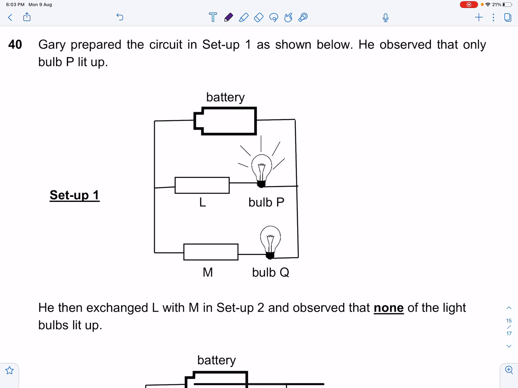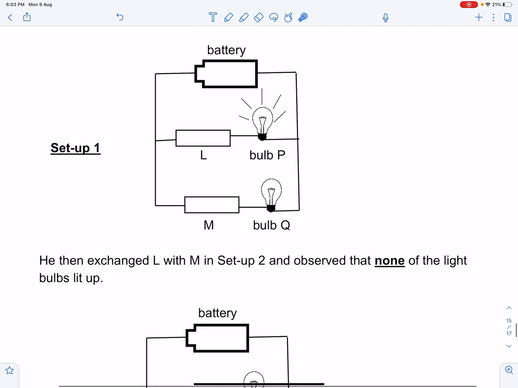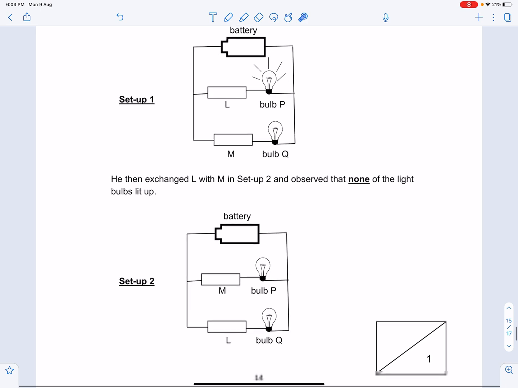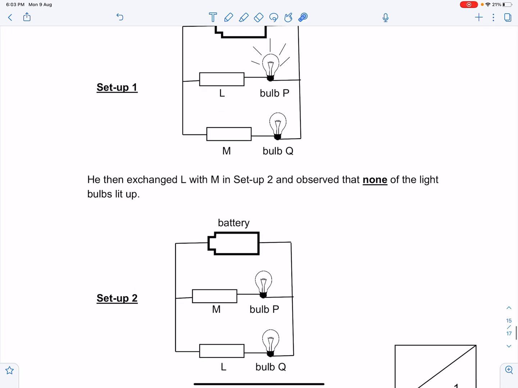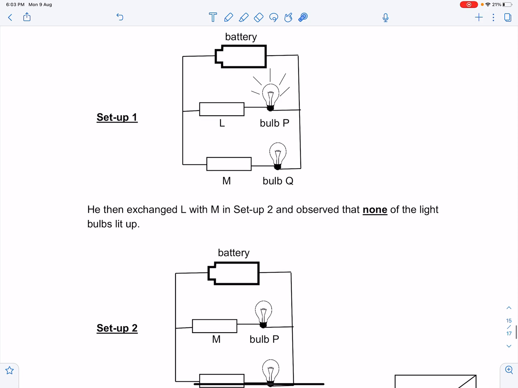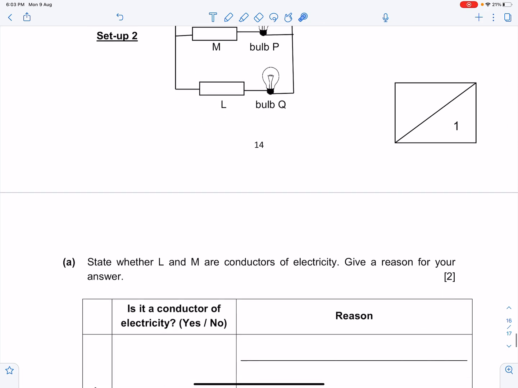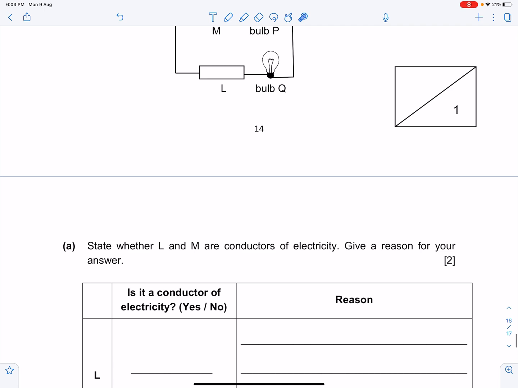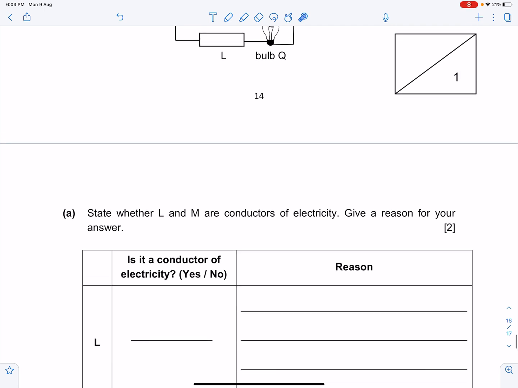Okay. Gary prepared the circuit in setup 1 as shown below. He observed that only bulb P lit up. He then exchanged L with M in setup 2 and observed none of the lights lit up. State whether L and M are conductors of electricity. Give a reason for your answer.